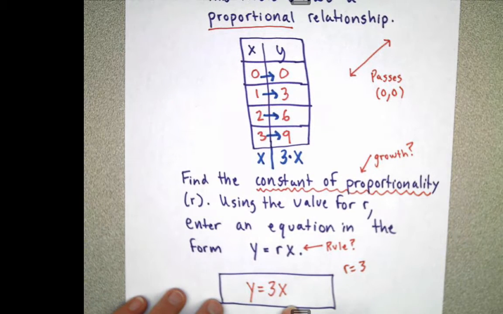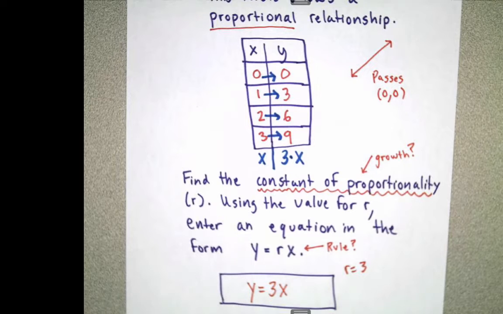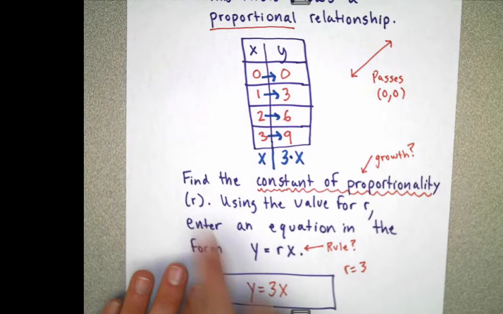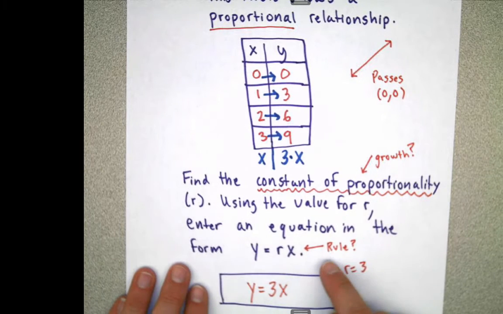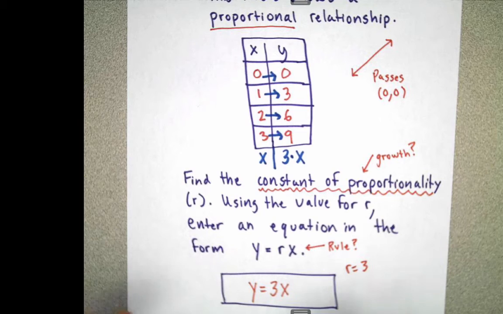So there's our rule. So all this confusing wording, find the constant of proportionality, use the r value and enter an equation, it's just saying what's the pattern doing? What's the growth number? What's the rule? And the rule is times it by 3. So we write y equals 3 times x.